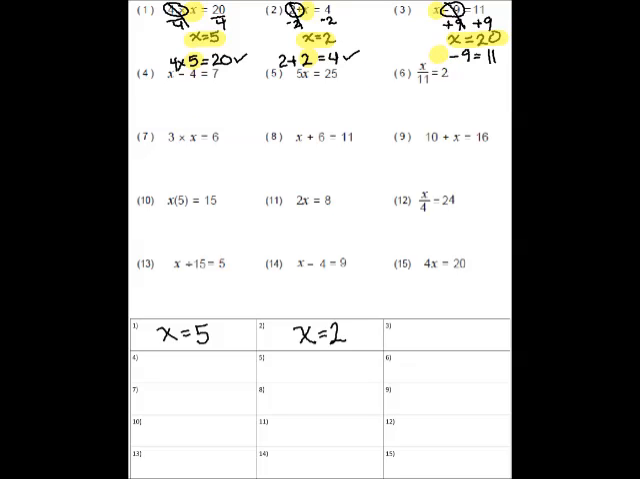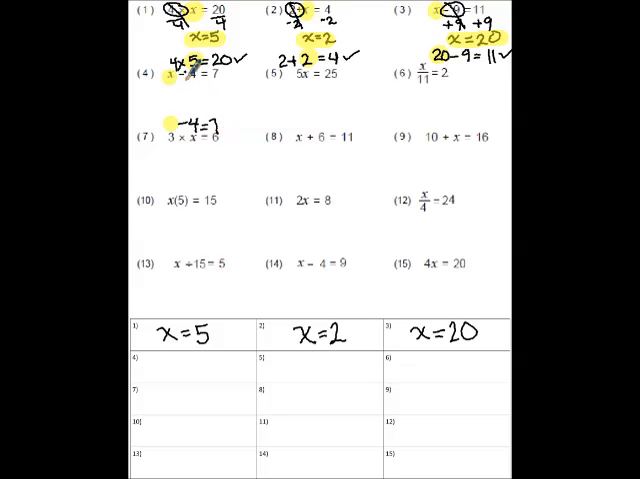So I want to try 20 in my number sentence. And 20 minus 9 does equal 11. So now I'm confident that x equals 20 is the correct answer. So you can always go back and check your answers. You should know if your answer is correct or incorrect before writing it down.